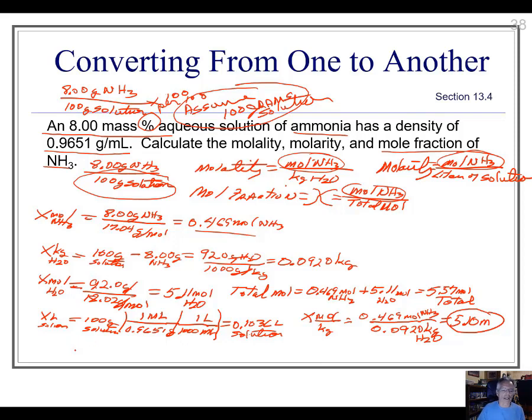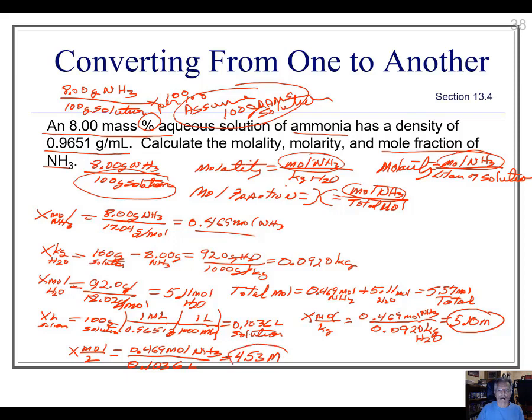Let's go ahead and do the molarity. This is going to be X moles per liter. We've still got 0.469 moles of ammonia, NH3, over 0.1036 liters. You should be more disciplined and neater in the way that you organize your information than I am. So that's 0.469 divided by 0.1036. And that gives me 4.53 molar.